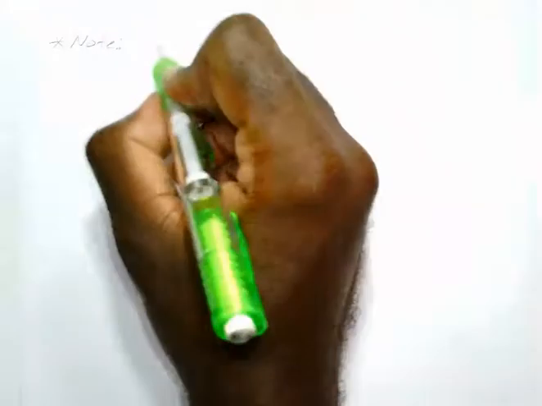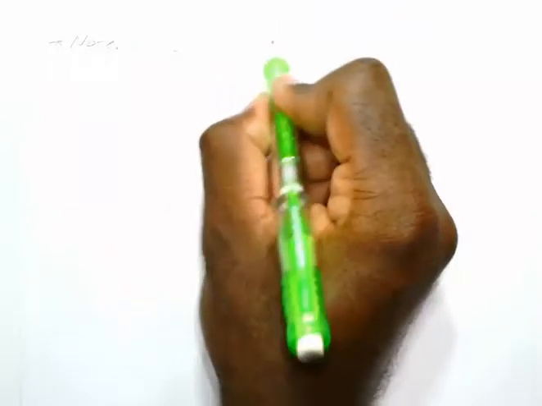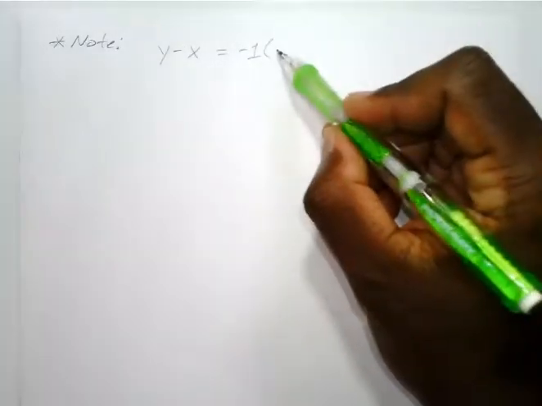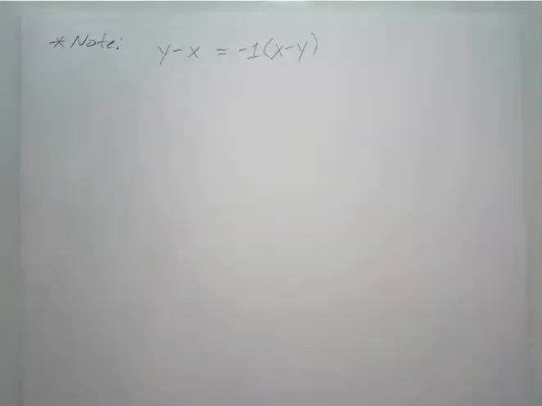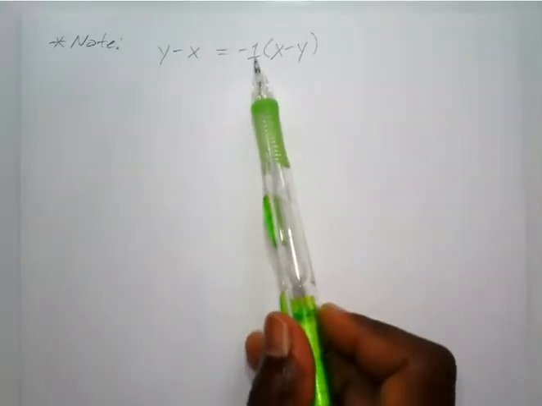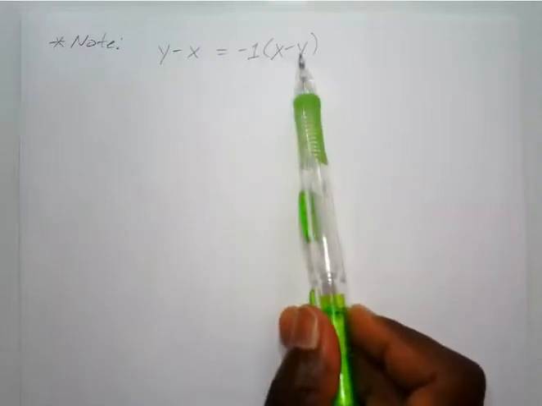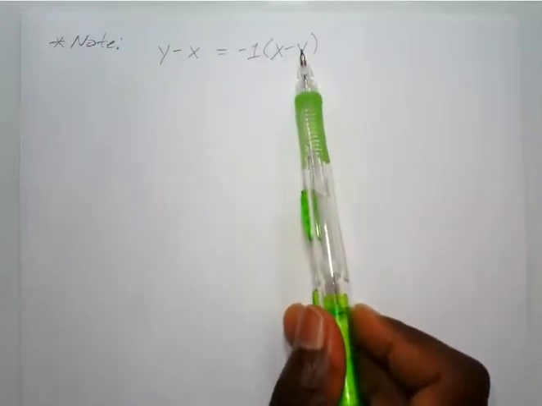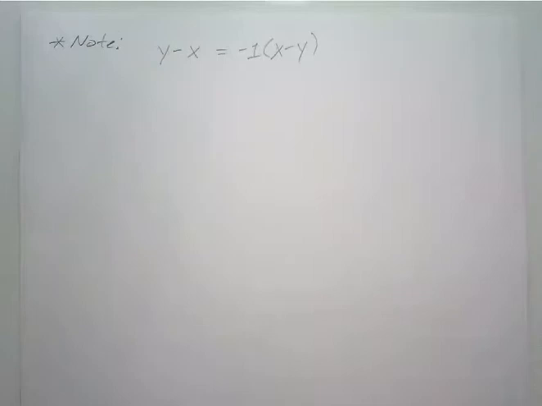Okay, so quick note. If you have two terms separated by a minus sign, you can actually switch them up by multiplying them by -1. So instead of y minus x, you can make that x minus y. Because remember, if you distribute the -1 to both of those, -1 times x is -x, -1 times -y is +y, and you can just flip those around to be y minus x.